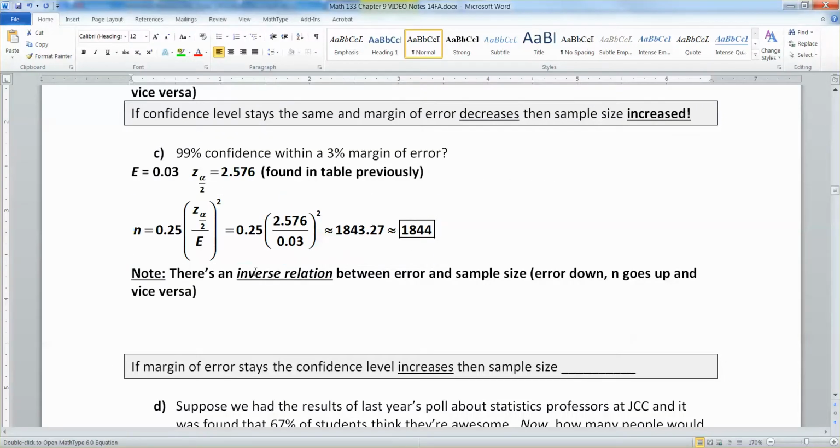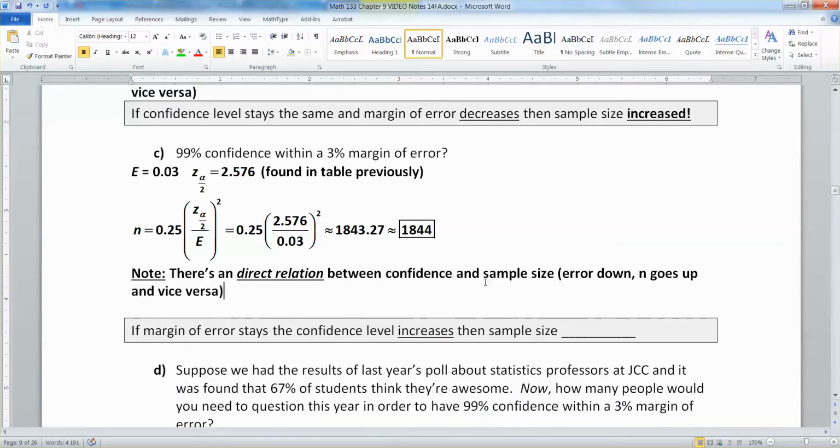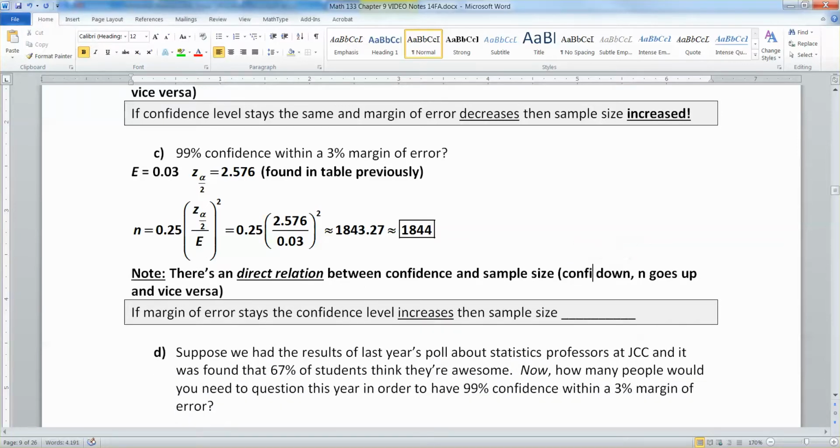All right, so then we're seeing that there's a direct relationship between confidence level and sample size. So if your confidence level goes up, sample size goes up, or n goes up, and vice versa. If they go down, they both go down, right? I'll put increases right here. If one goes up, the other goes up. And if your confidence level goes down, then the n goes down, n being your sample size.